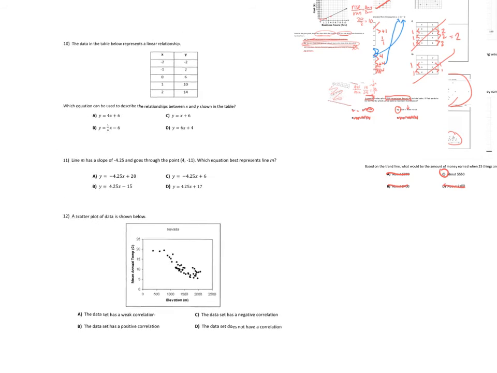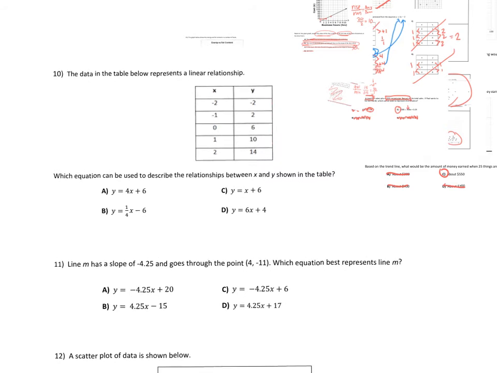Now, number 9. I'm going to go ahead and slide this one out of the way. We're on number 10. Number 10 says the data in the table below represents a linear relationship.